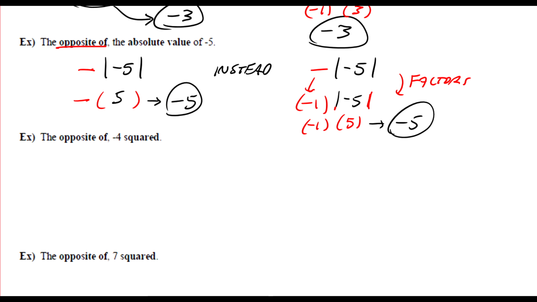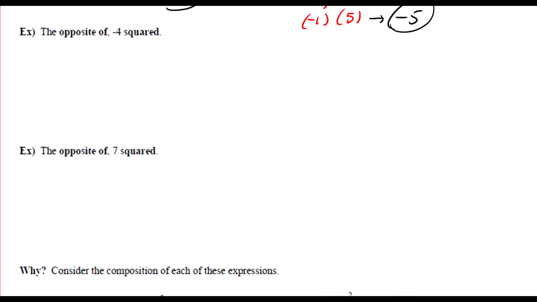Okay, so let's look at the next two. And these two, one of them is easy. The other one is going to take some getting used to. The opposite of negative 4 squared. Now, what you're going to see is the opposite of would just be the negative sign. Now, if I want to square negative 4, I need to put it in parentheses to square it.